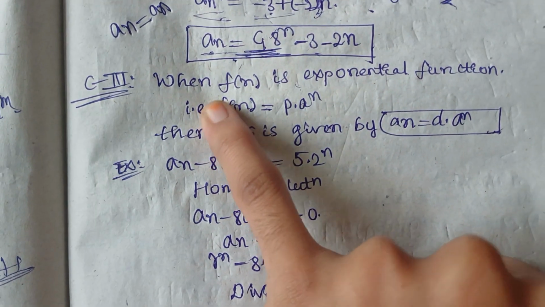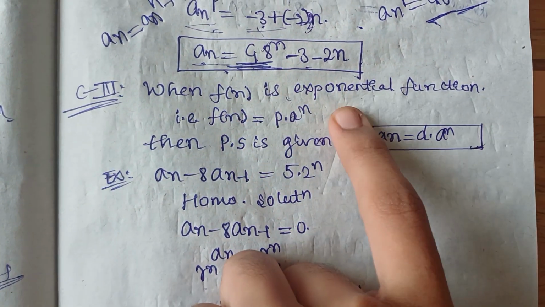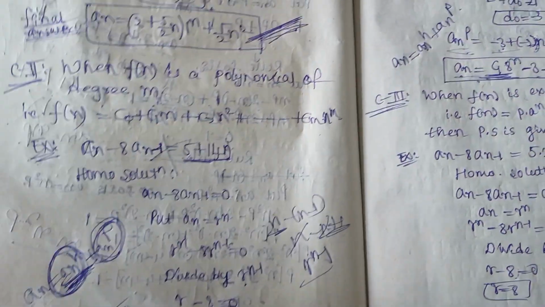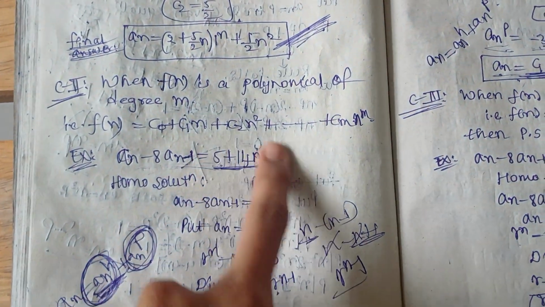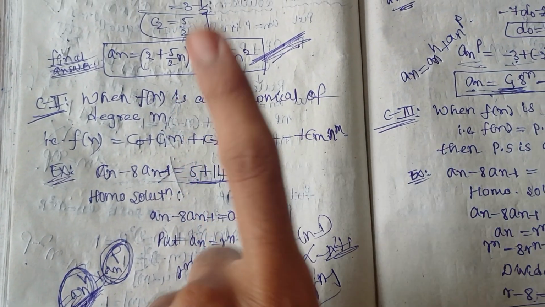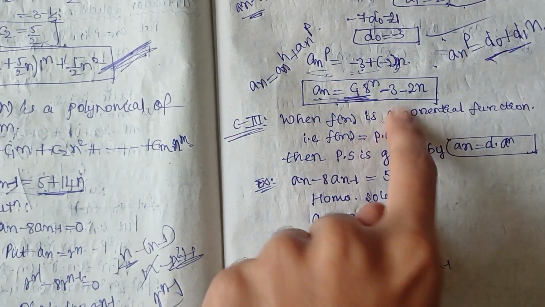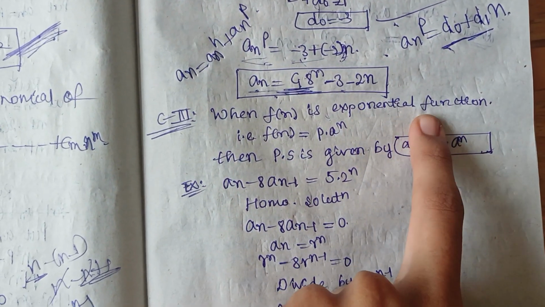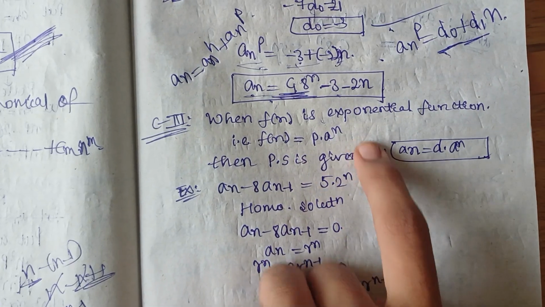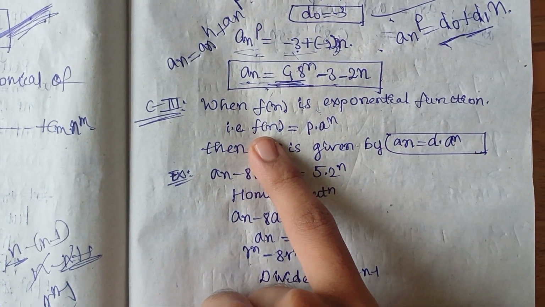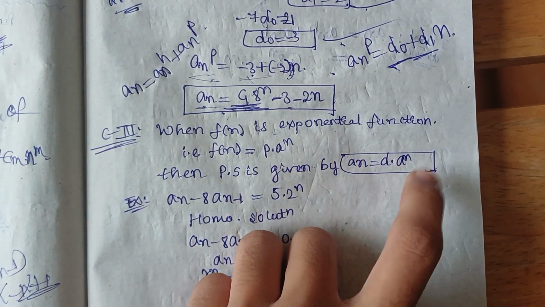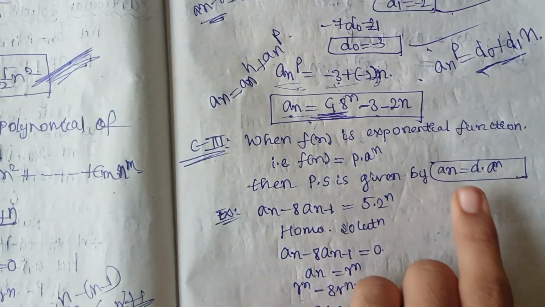See, whenever you have fn as exponential function, previously in the first case we are having fn to be constant, like a particular single integer value, and in the second case you are having a polynomial, like a linear 1 degree polynomial, and in this case you are having something raised to the power in exponential form. Okay, when fn is an exponential function, that is when fn equal to p into a power n, then its particular solution is given by an is equal to d into a power n. Okay, see, this is our question.